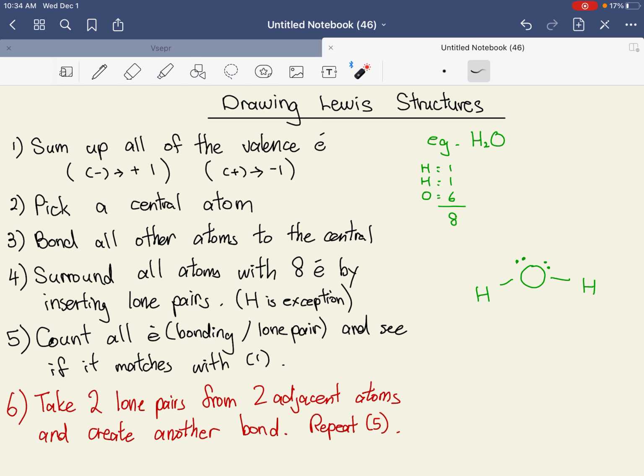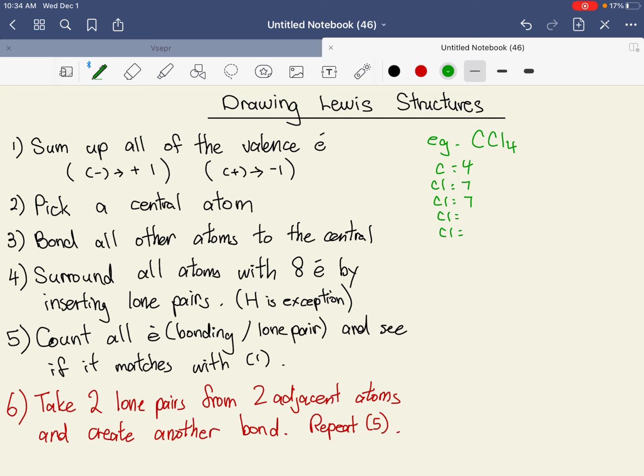Let's do another one. Now, we're going to do a lot until you get it. Let's do another example. Let's do carbon tetrachloride. So I have carbon and 4 chlorine here. Carbon has 4 valence electrons. Chlorine has 7, so there's going to be 4 of them. So my number is 32. So at the very end, I better count to 32 or else I'm going to have to do step 6, which I probably want to avoid, right?